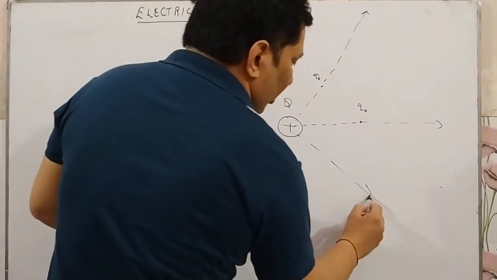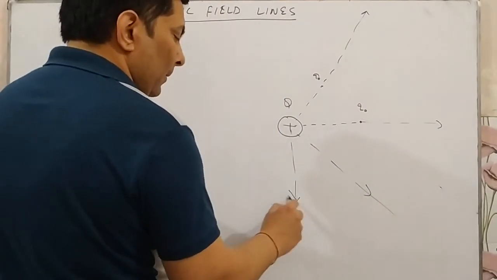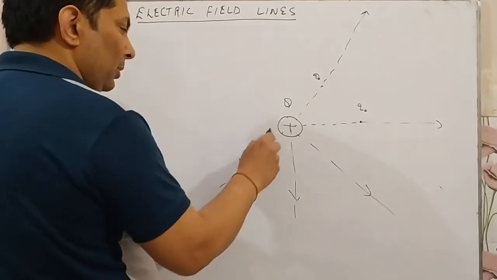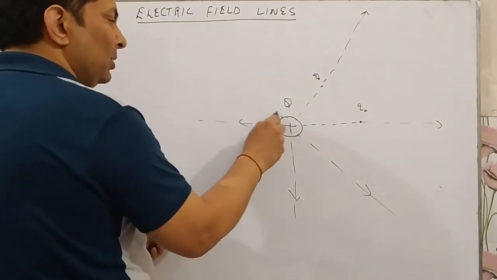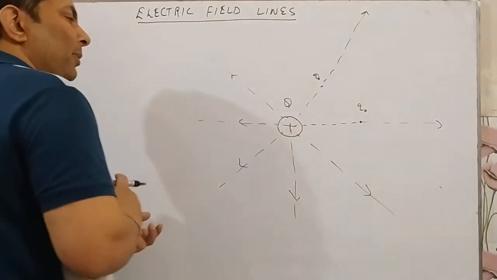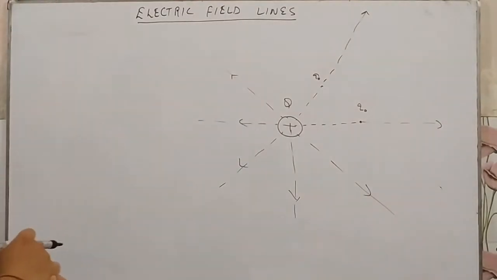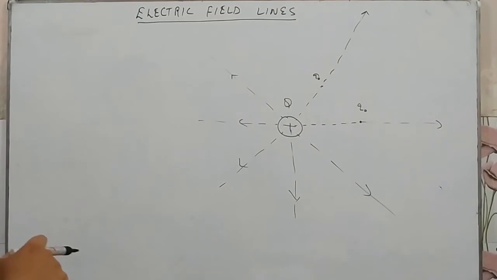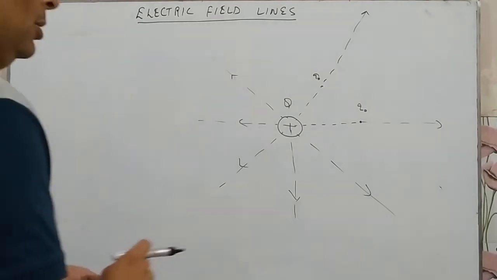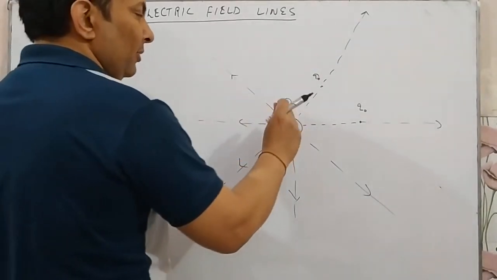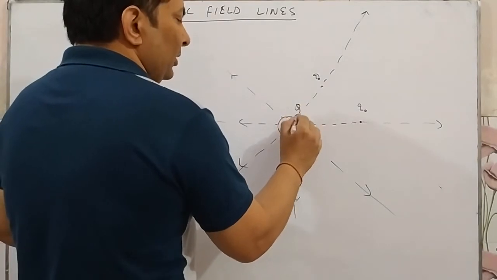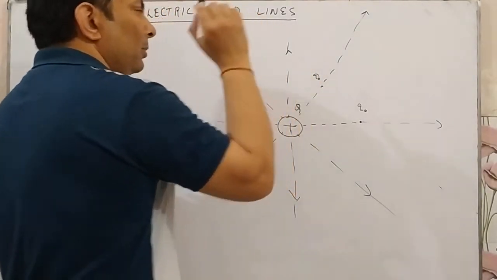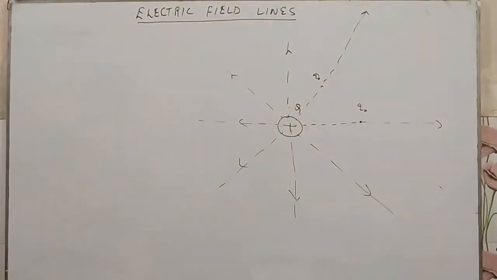Similarly, we can draw the imaginary lines in this way. This is the curve of the path that would be followed by a unit positive charge, or a test charge, whenever it is placed in the vicinity of a source charge. So these lines being drawn here represent the electric field lines.